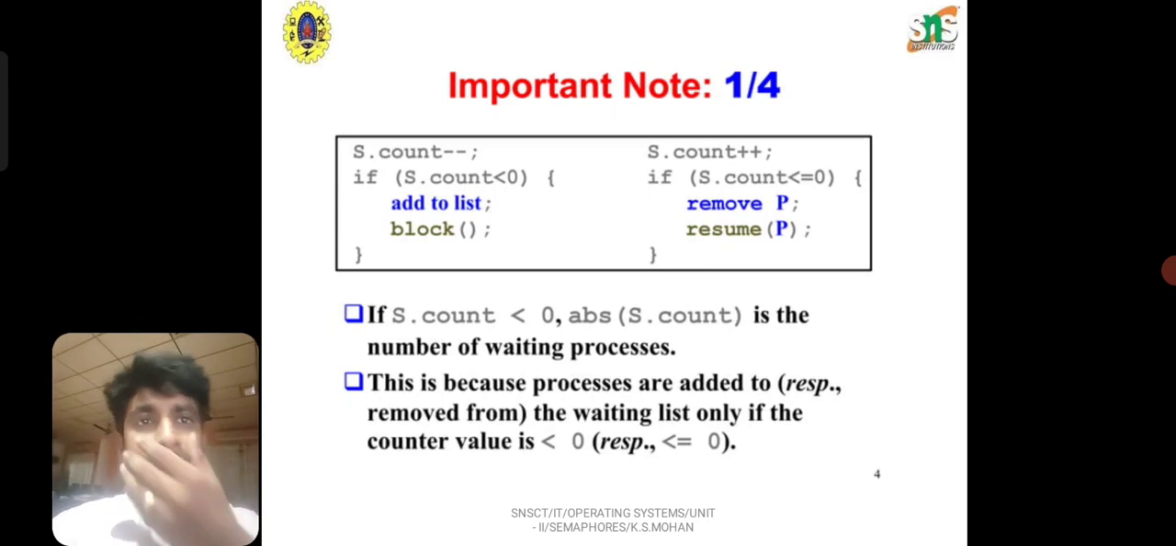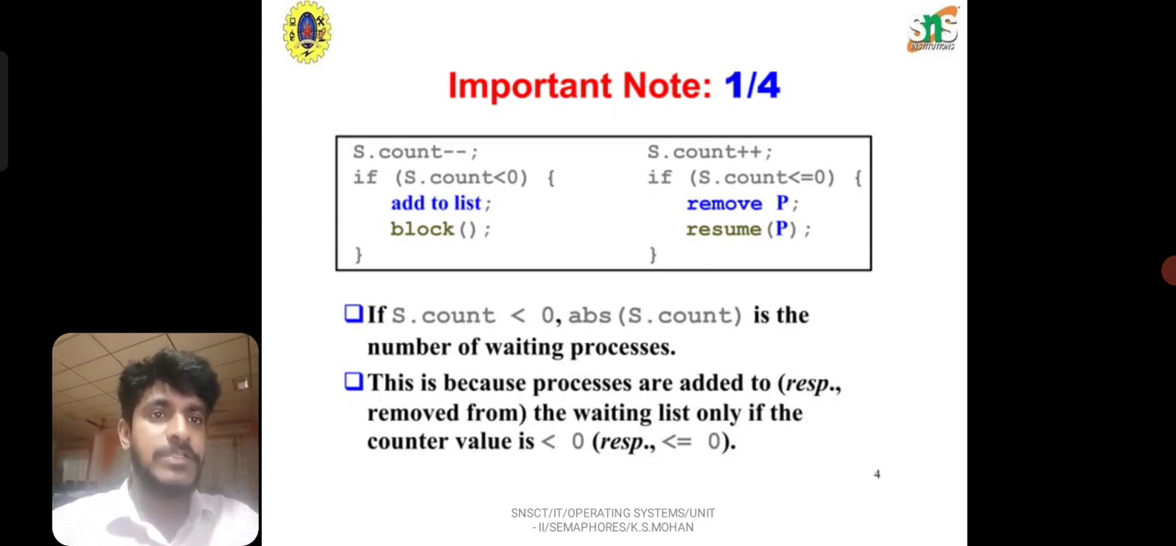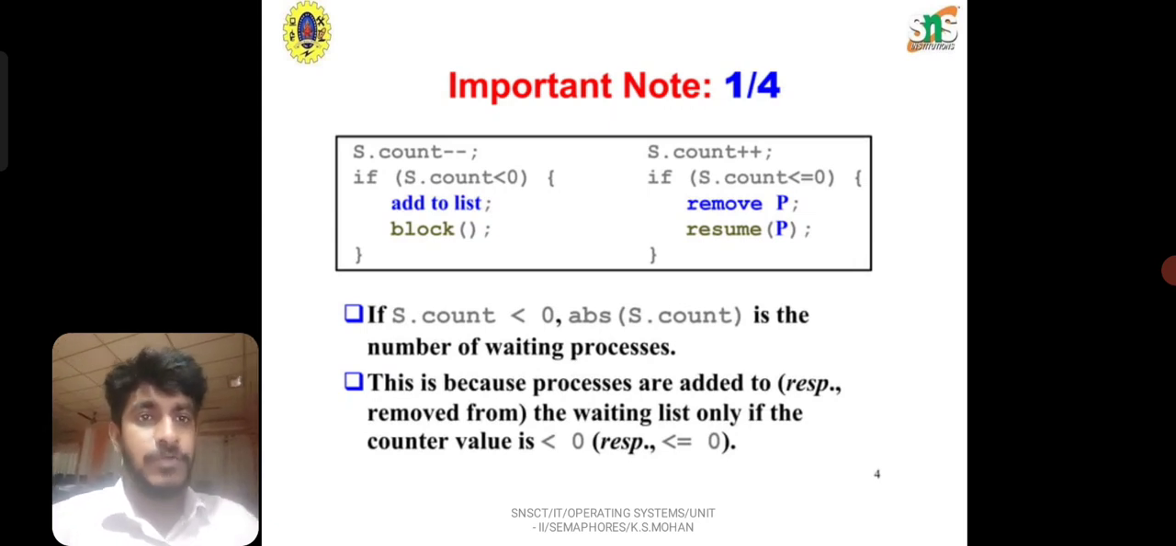An important note: count less than 0 is the number of waiting processes. This is because processes are added to or removed from the waiting list only if the counter value is less than 0, or respectively less than or equal to 0.